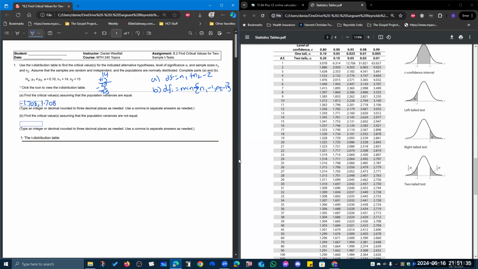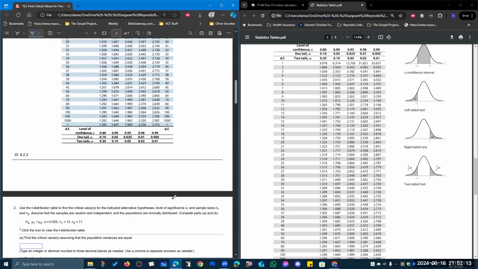And then we have part B, to assume that they are not equal. So when they're not equal, we find the minimum of n1 minus 1 and n2 minus 1. So that would be 13 over 12. The minimum is 12. Go over to the column where alpha equals 10%, and this is going to be plus or minus 1.782, negative 1.782, positive 1.782. That's it for this problem. Let's move on to the next one here.